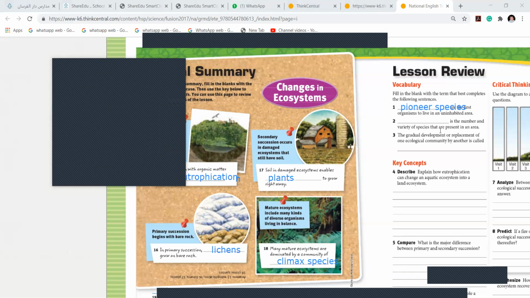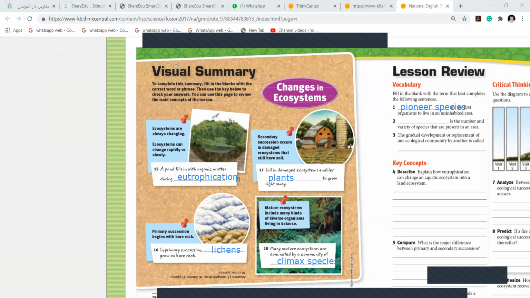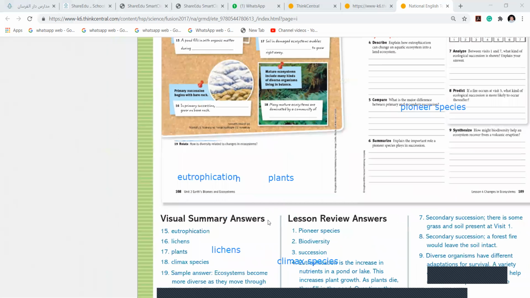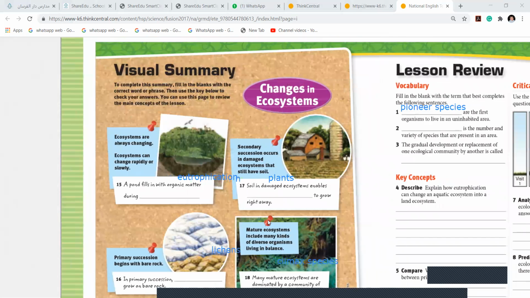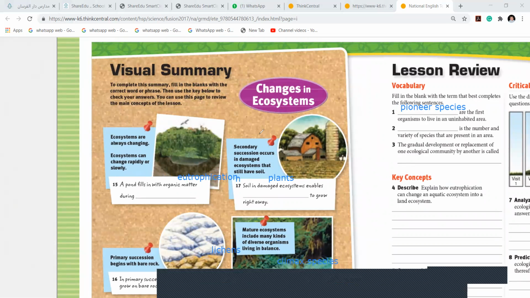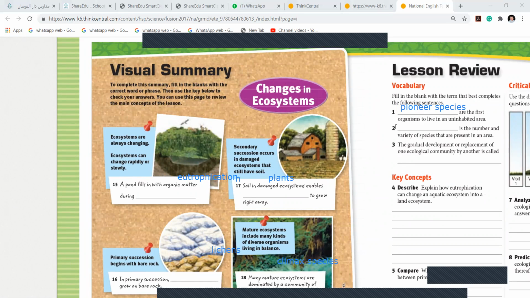That is the number and variety of species that are present in an area. Girls, what is the number and variety of species present in an area? Any idea? It's called biodiversity. How many are there and what variety of organisms live there. Biodiversity.